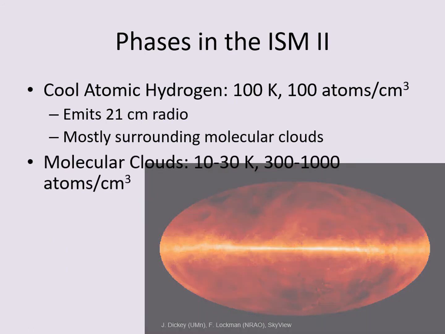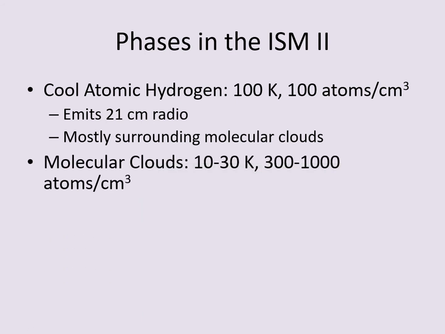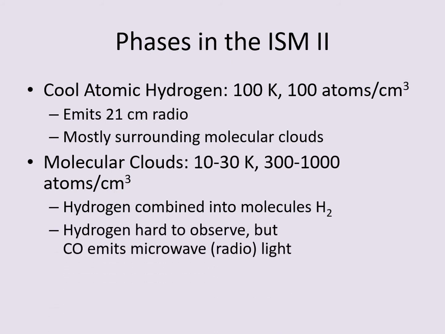In molecular clouds, the temperature drops down to just 10 to 30 Kelvin, and the densities range from 300 to 1,000 atoms per cubic centimeter. However, the most important change comes in the nature of the hydrogen. At these temperatures and densities, atoms of hydrogen combine into molecules. A hydrogen molecule has two hydrogen atoms bound together. Molecular hydrogen doesn't emit radio waves, so it's much harder to observe than atomic hydrogen.